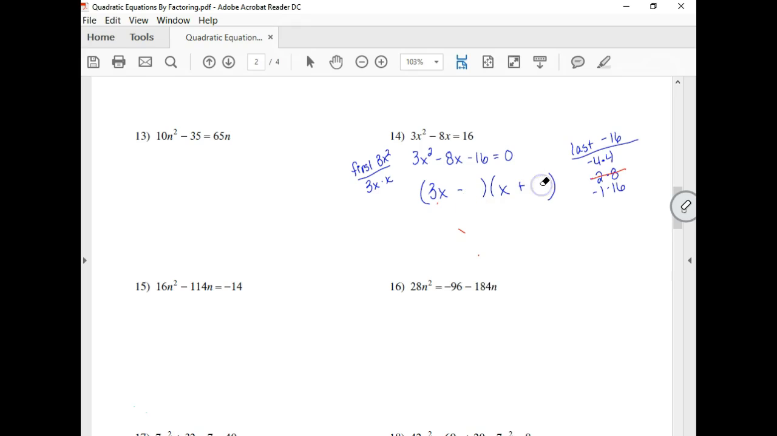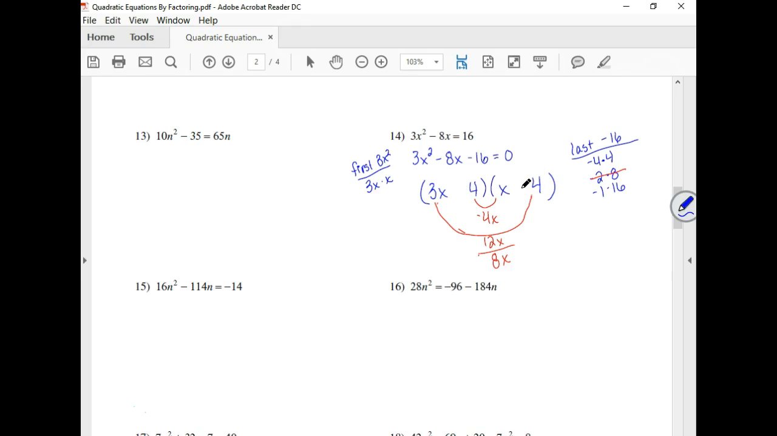And this time, I think I'll try the negative 4 and the positive 4. So I'm going to have negative 4 and positive 4 here. So if I check those inner terms, I get negative 4x. If I check the outer terms, I get 12x. If I add them together, I get positive 8x. Now notice, that is not the negative 8x that I need right here, but it is very close. So whenever you get to this point, if you're that close, the only thing that you need to do is change your signs right here.